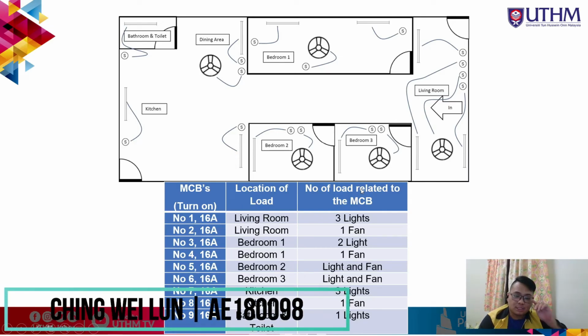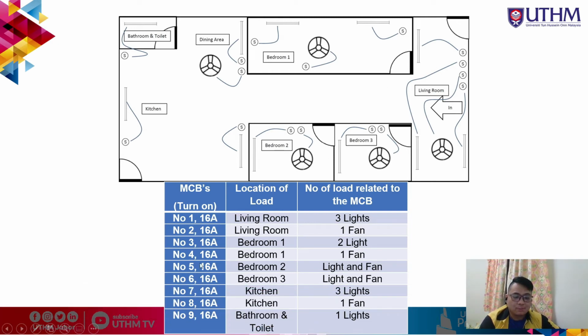Good day everyone, my name is Cheng Willen. This is my house plan and this is the list of the MCB that control the light and fan in my house. The first MCB controls the light in the living room with these three lights. The second controls the fan. The third one is the light in bedroom 1. And the fourth one is the fan. The fifth is the fan and light in bedroom 2. And the sixth is the fan and light in bedroom 3.